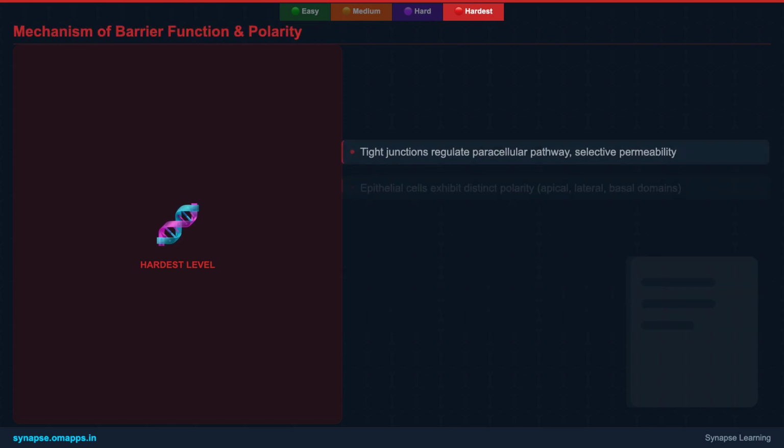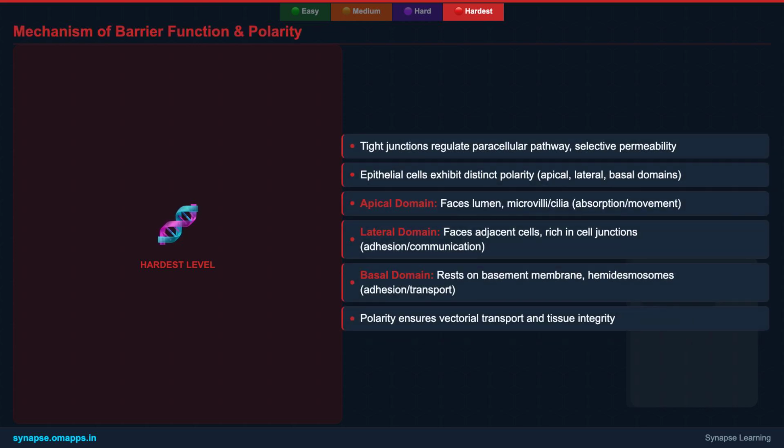The meticulous barrier function of epithelial tissue, especially its selective permeability, is largely orchestrated by tight junctions. These junctions don't just seal, they actively regulate the paracellular pathway, controlling what molecules can pass between cells. This precision is further enhanced by the distinct polarity of epithelial cells.